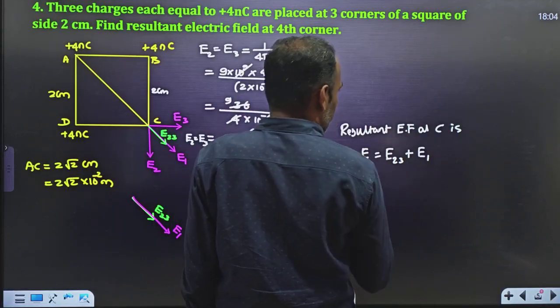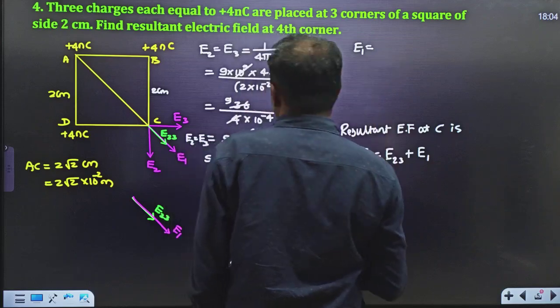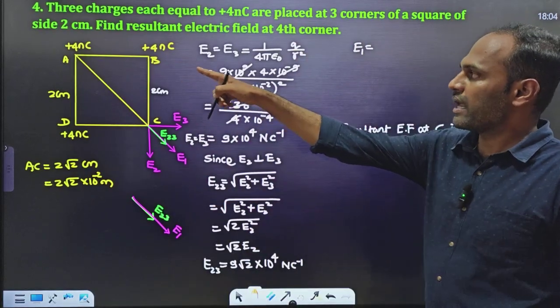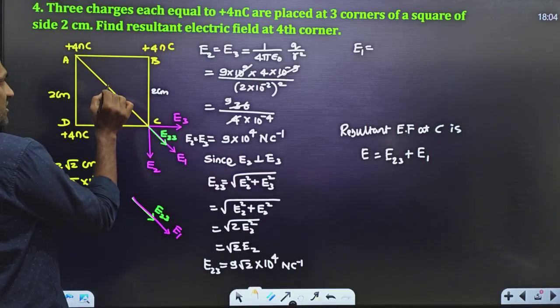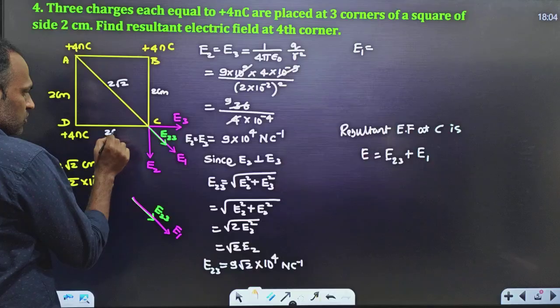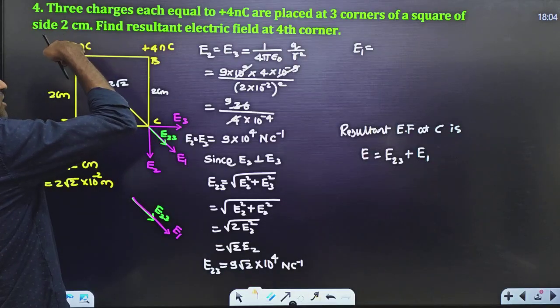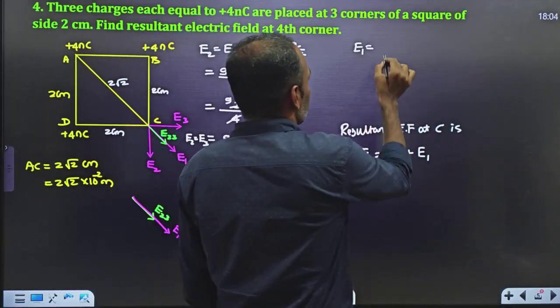E1, let us calculate E1. E1 means the electric field of plus 4 nanocoulomb, which is at A. How much is the value of this diagonal distance? It is 2 root 2, right? It is not the 2 centimeter; for the 4 nanocoulomb charge, the distance is not 2 centimeter, it is 2 root 2. Correct? So here I will write the formula first.